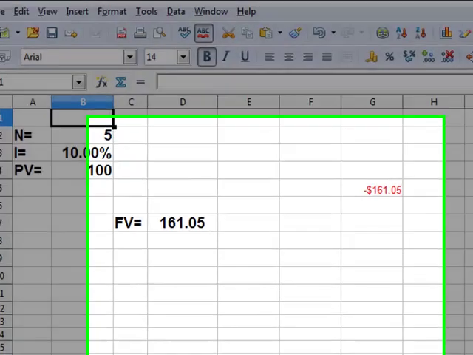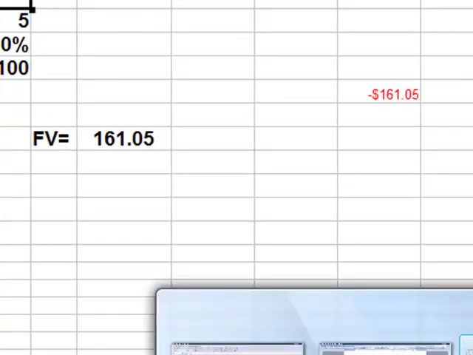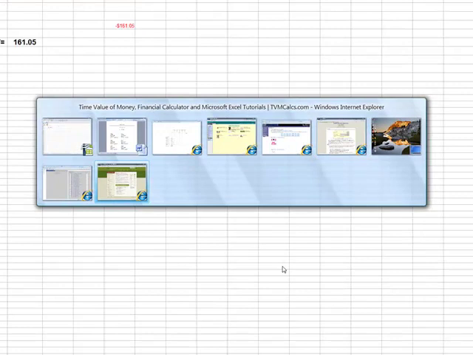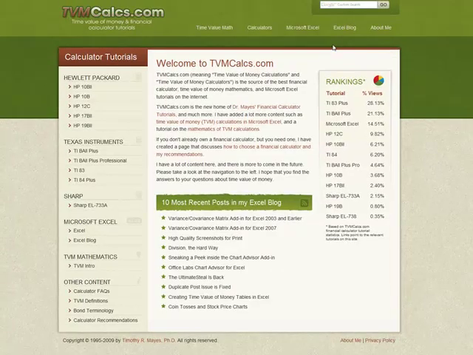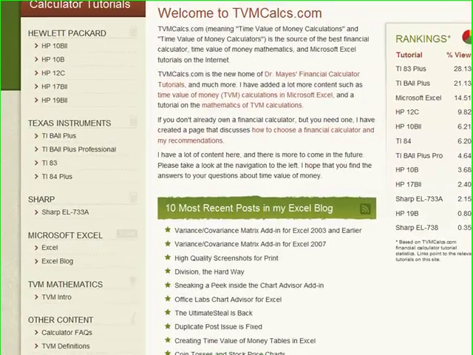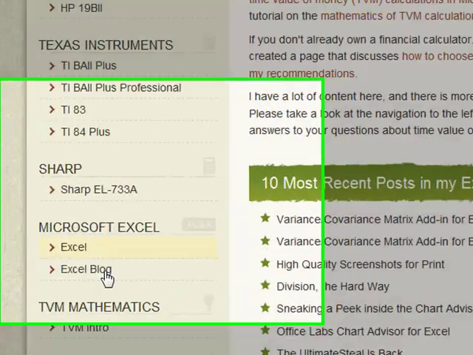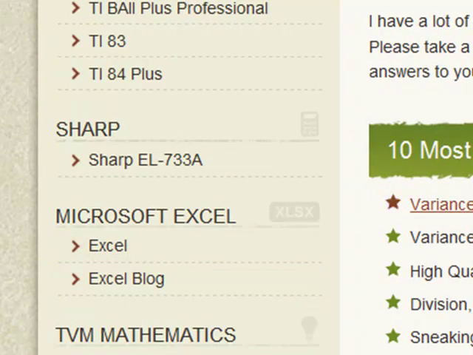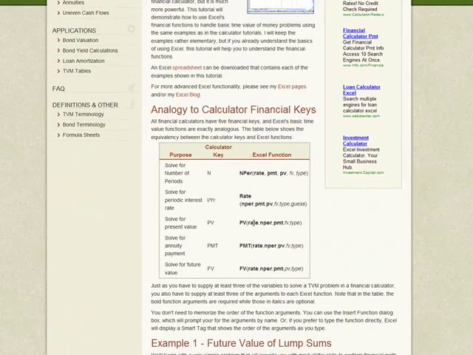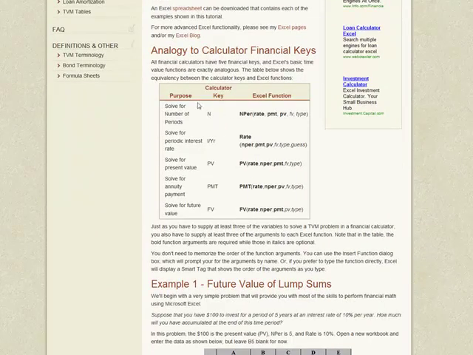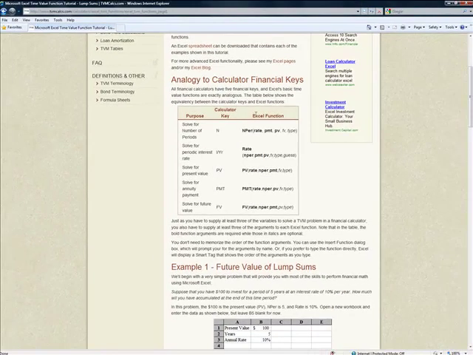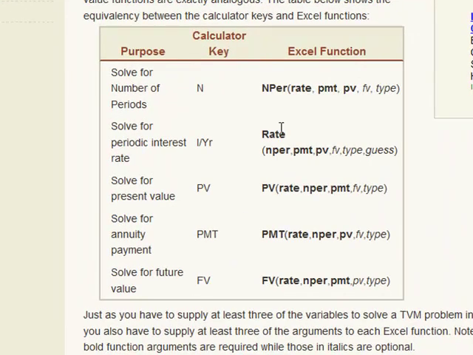Also, you may use or have a financial calculator, and if you're a finance student, you will. And remember, you can use this time value of money calcs website. Click your calculator. You could click Excel. When you're using Open Office, the commands are very similar. And here you see the calculator keystroke N is N per. The calculator keystroke for I is the rate. The calculator keystroke for present value is the same as Excel present value, and the rest are actually the same.